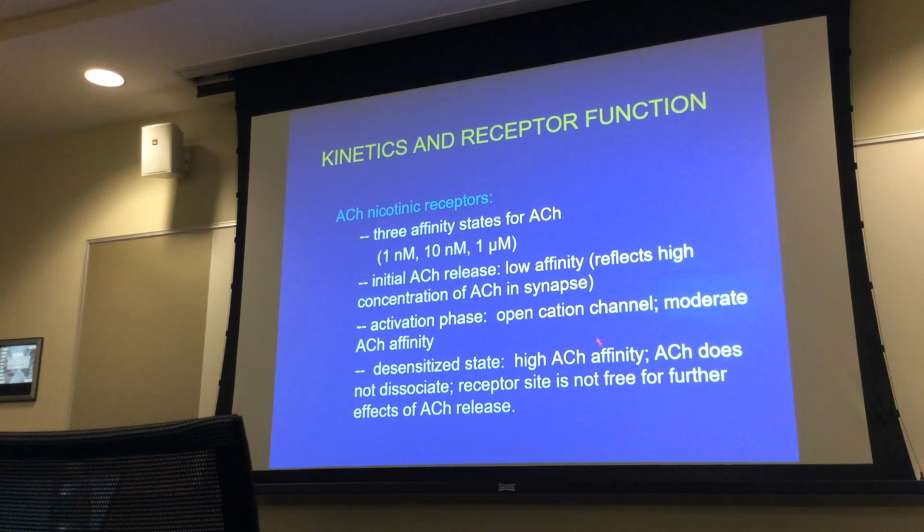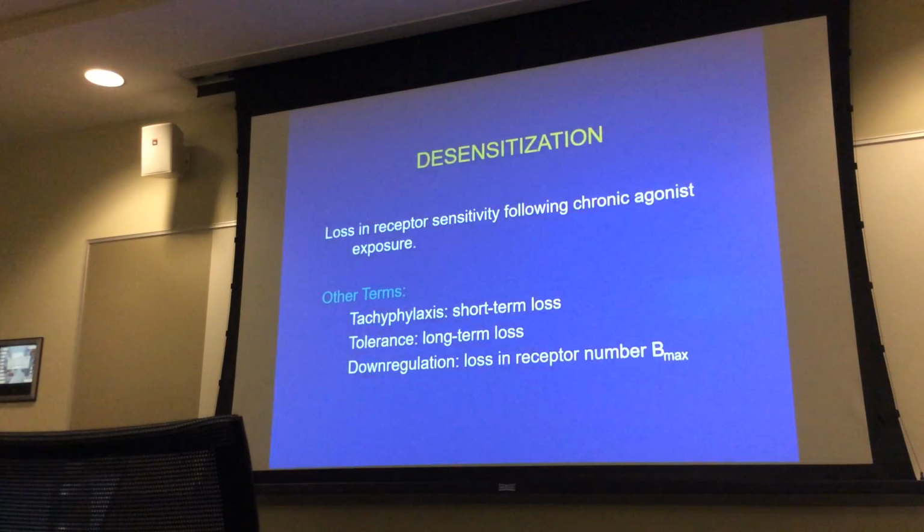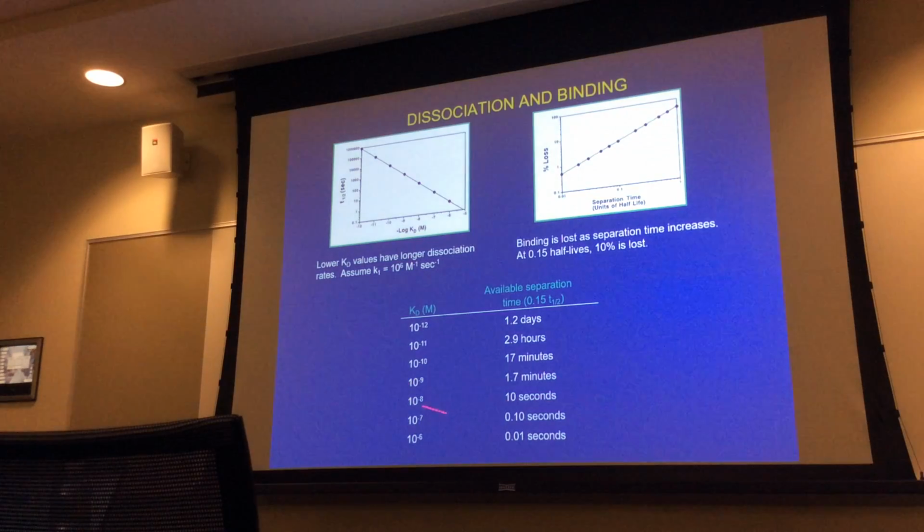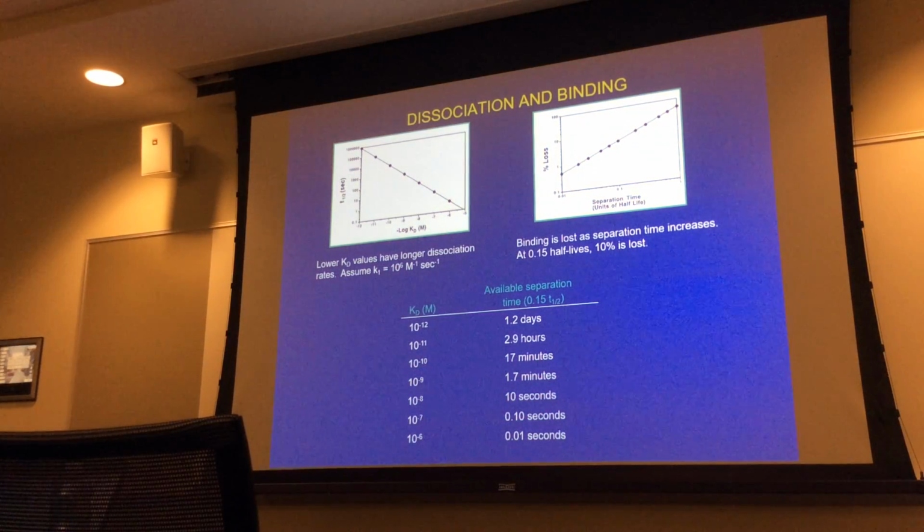Well, what it does is it switches from a low affinity state into a high affinity state. So it switches from its basal state of 1 micromolar, which is 10 to the minus 6 molar, all the way up to 1 nanomolar, which is 10 to the minus 9 molar. Now, let's go back. Look at what that's going to do to your dissociation rate, all right? We talked about this before. It switches from, okay, 1 second all the way up to 100 seconds.